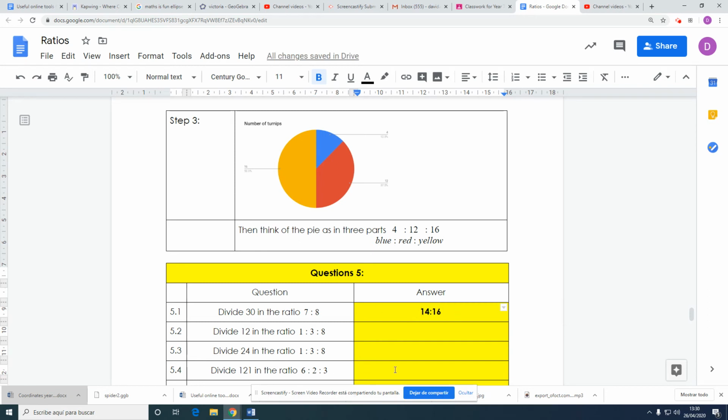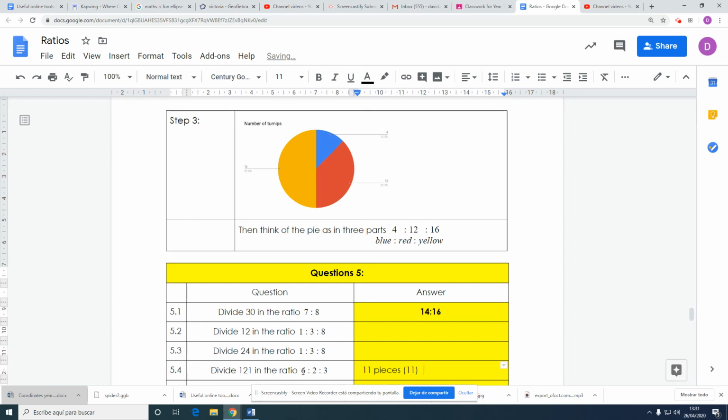Let's try and do this last one here. Now the whole circle is 121 big. That's everything, that's all we have. How many pieces do I need? Well, I've got to give 6 to Andy, 2 to Bob, and 3 to Catherine. I'm going to need 11 pieces. And how big is every piece? Well, 121 divided by 11 is 11.